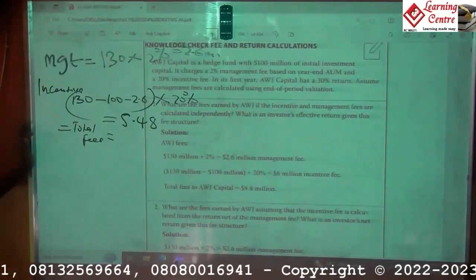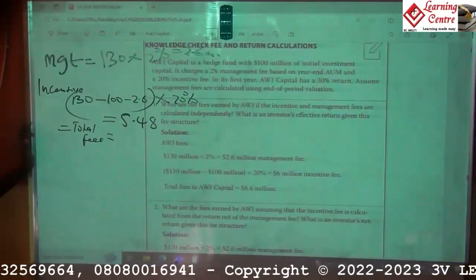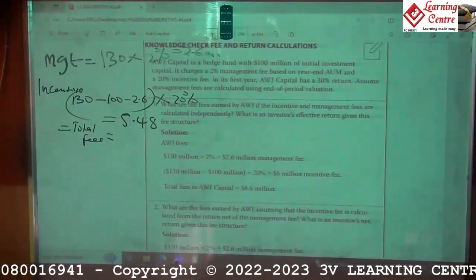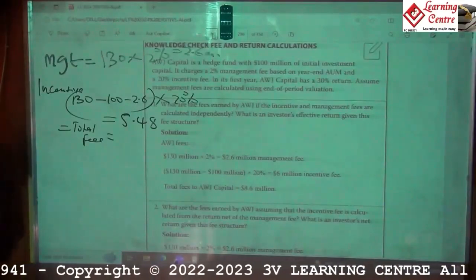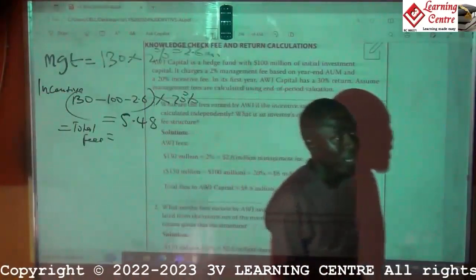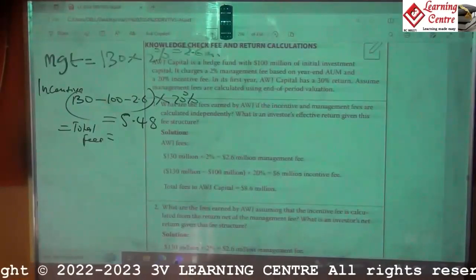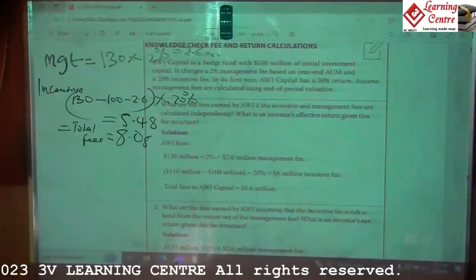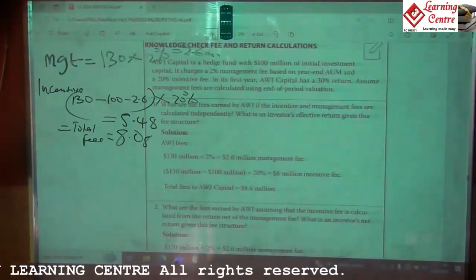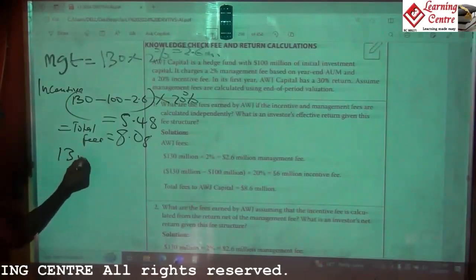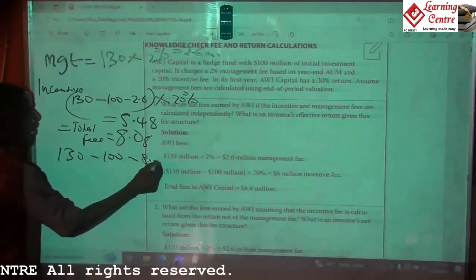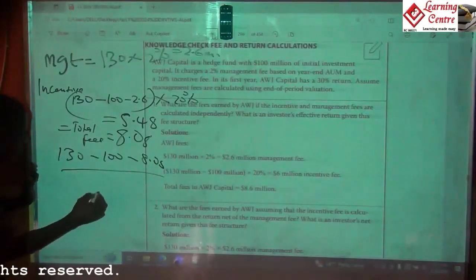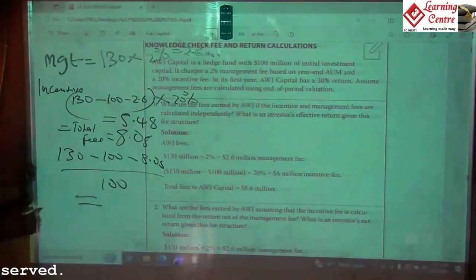What's our total fees now? Management fee plus incentive fee. So what do we have? 8.08. Yes, 8.08. Now let's calculate our investors' return. It is going to be 130 minus 100 minus 8.08, divided by 100. So what do we have?